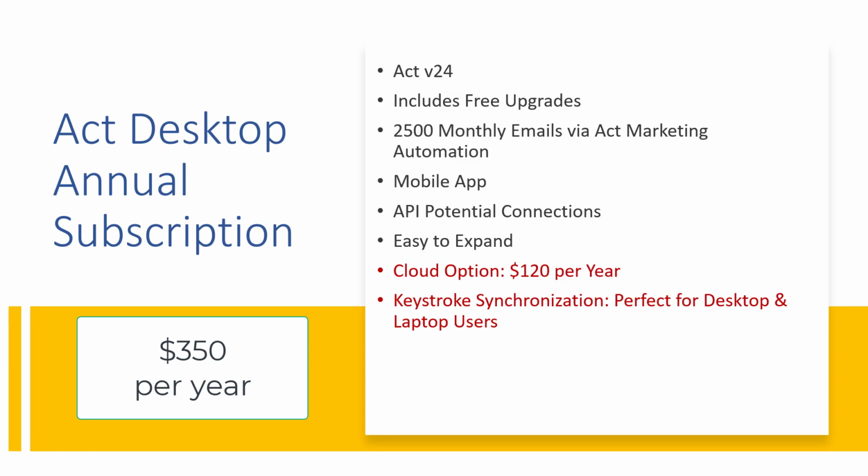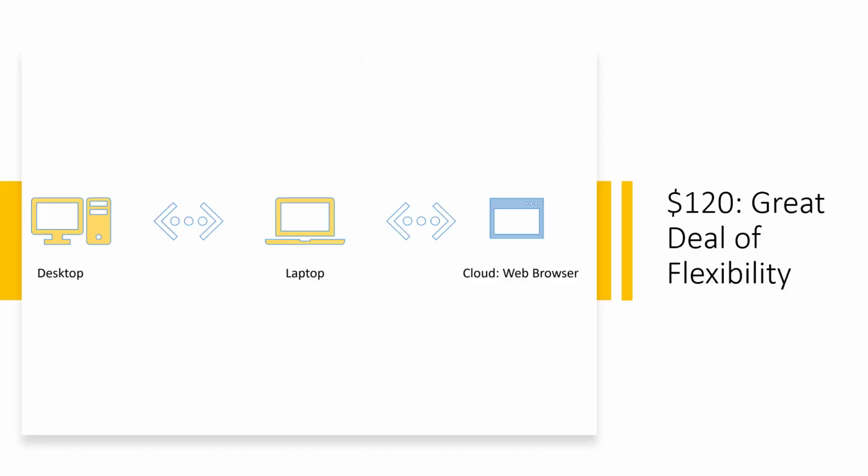There is a cloud option. So if you said, hey, I want to get this in the cloud so I can access all my data via web browser, it's $120 per year per user through Keystroke Synchronization Services. This is a great scenario if you have a desktop and a laptop computer and you want to keep your data synchronized between those two devices. And again, I'd be more than happy to discuss that in greater detail with you. When you do synchronization through Keystroke, you also can access your data not only on your desktop and laptop, but in the cloud via web browser. So you have 3 ways to access your data. And that's really a great thing.